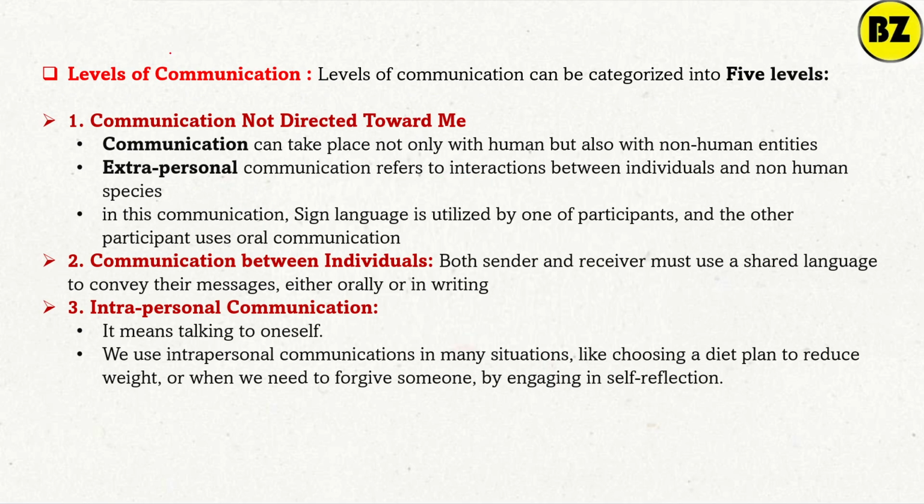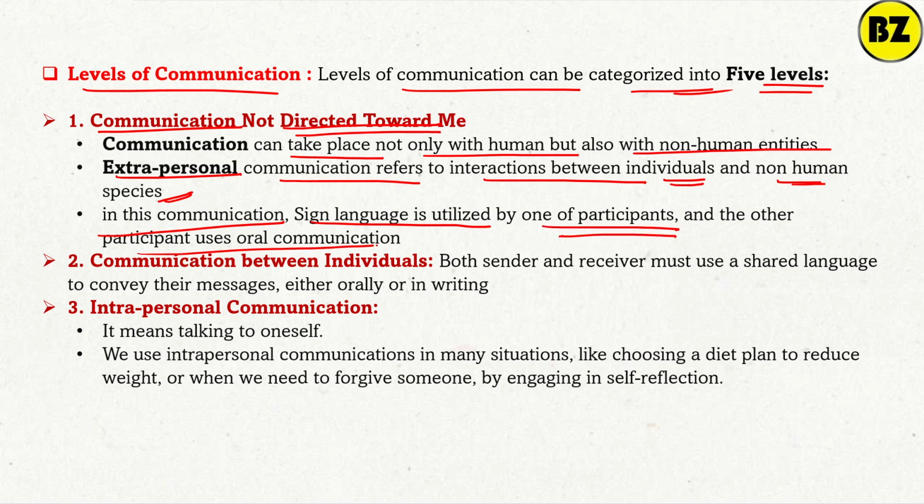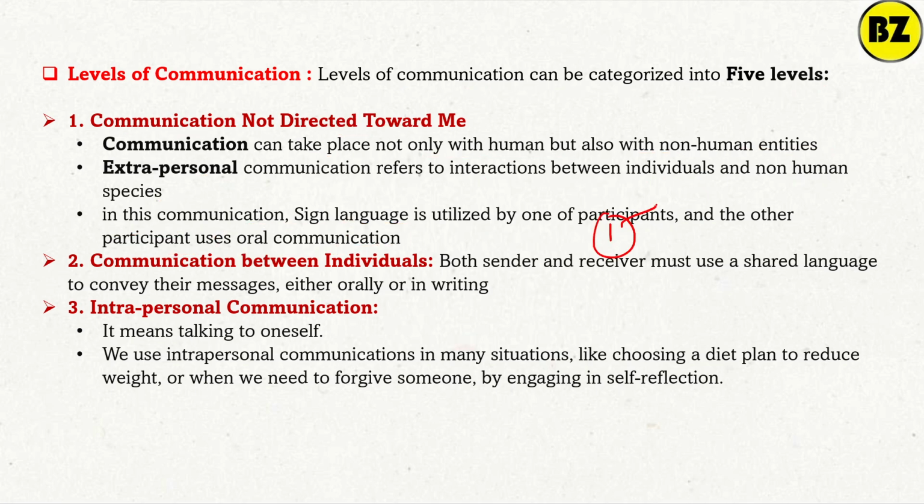Now see the levels of communication. Levels of communication can be categorized into five levels. First is communication not directed towards me. It means communication can take place not only among humans but also with non-humans. Extra personal communication refers to interaction between an individual and non-human species. In this communication, sign language is used by one of the participants and the other participant uses oral communication. It is like one-way communication, but not directed towards me, meaning one person simply talks and the other only uses sign language.